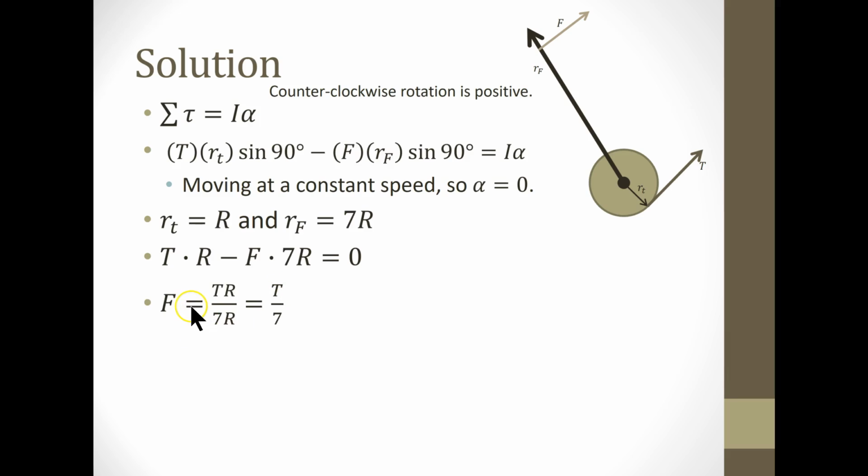All right. So we're looking for force, so we end up rearranging our equation. We know that TR is going to equal F times 7R, and F is going to equal TR divided by 7R. Well, we have R's in both the top and the bottom, so our force is going to be 1/7 that of the tension. We were given the tension in this particular case was 1,500 newtons. 1,500 newtons divided by 7 tells us that our sailor only needs to apply 214 newtons of force.